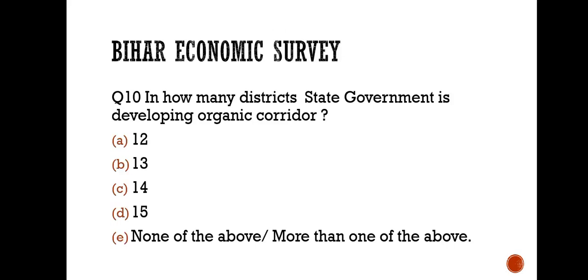How many districts is the state government developing the organic corridor in? Option A 12, option B 13, option C 14, and option D 15, and option E is none of the above and more than one of the above. Let's see the answer. Option B is the correct. The Bihar government is developing organic corridor in 13 districts.